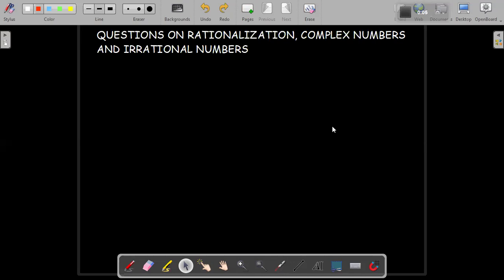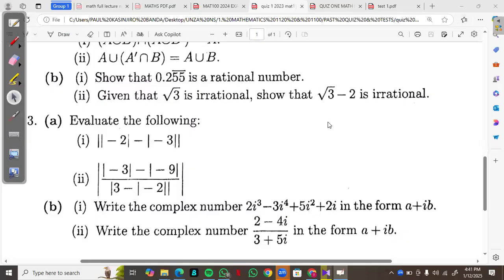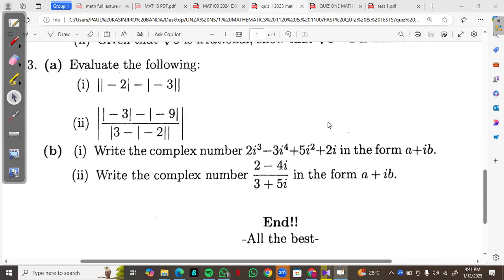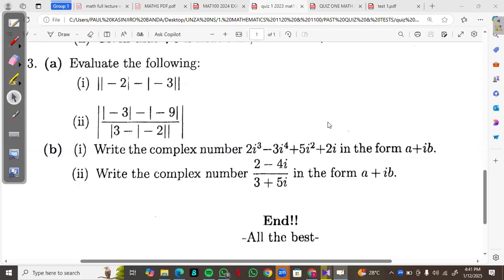We're looking at questions on rationalization, complex numbers, and irrational numbers. So let us look at these questions. We already answered the other questions in other videos. So we are doing this part from 3, 3A and 3B. We also touch the modulus part. I forgot to mention that we also do the modulus part.